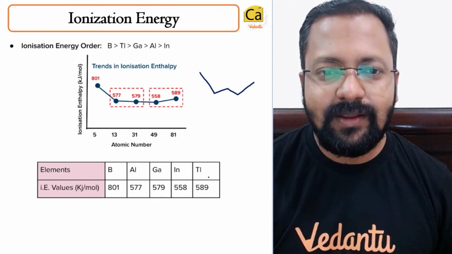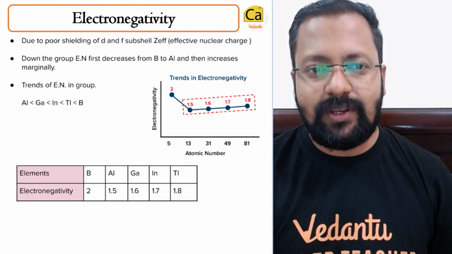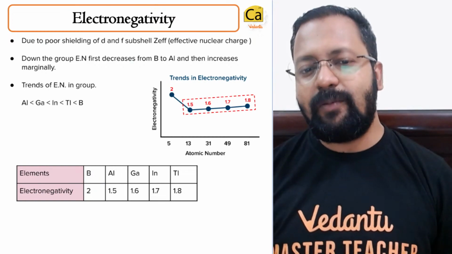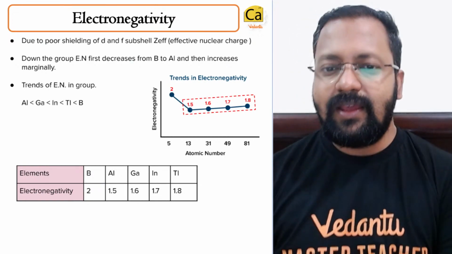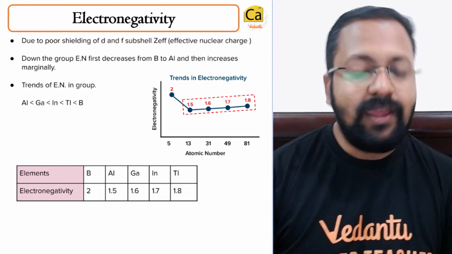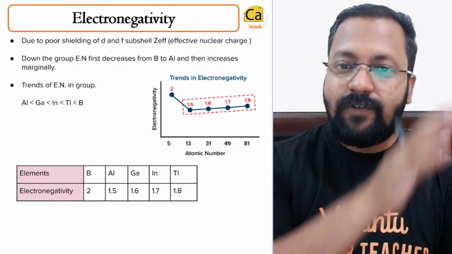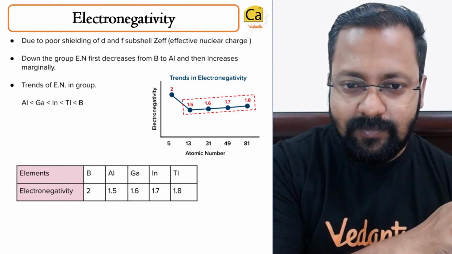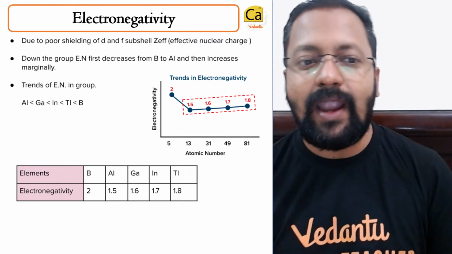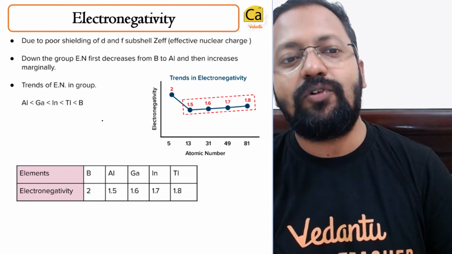Okay, let's go on to the next part, electronegativity. Now, what do you think will be the order of electronegativity? The electronegativity should decrease down the group. In fact, it decreases, but from aluminium to thallium, it increases. Why does it increase from aluminium to thallium?